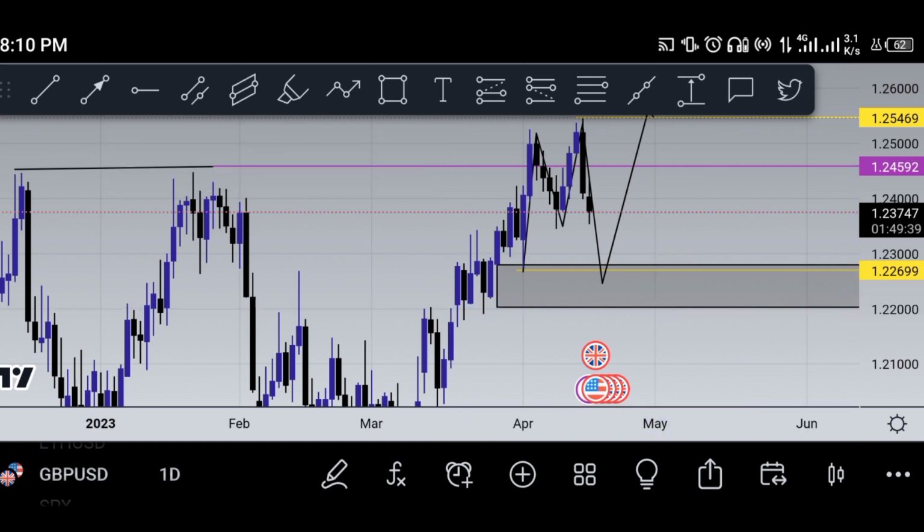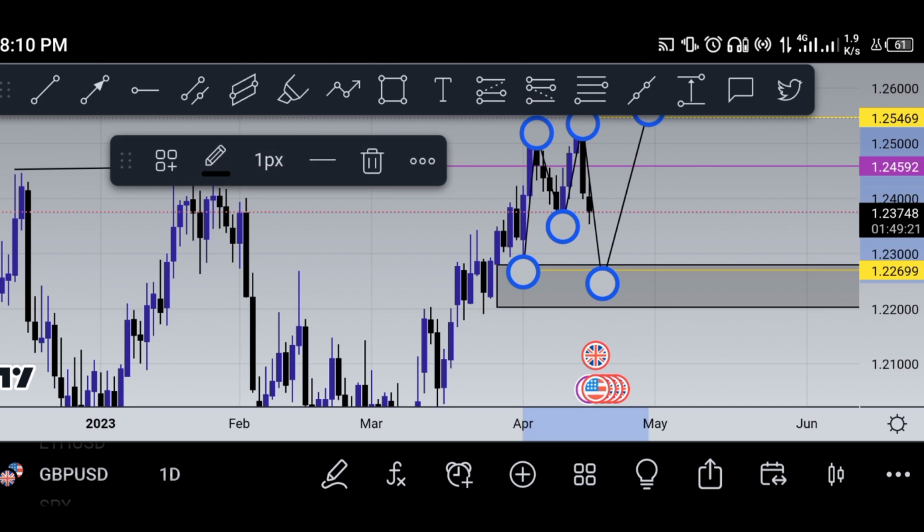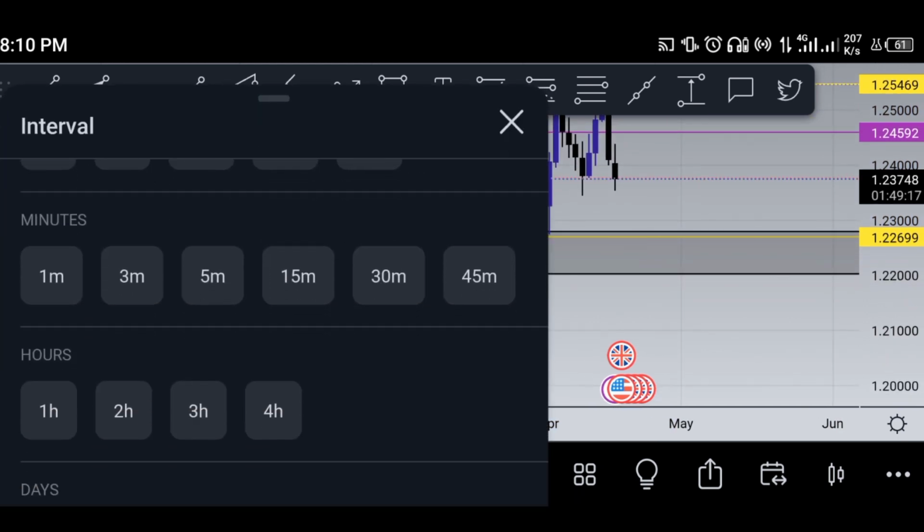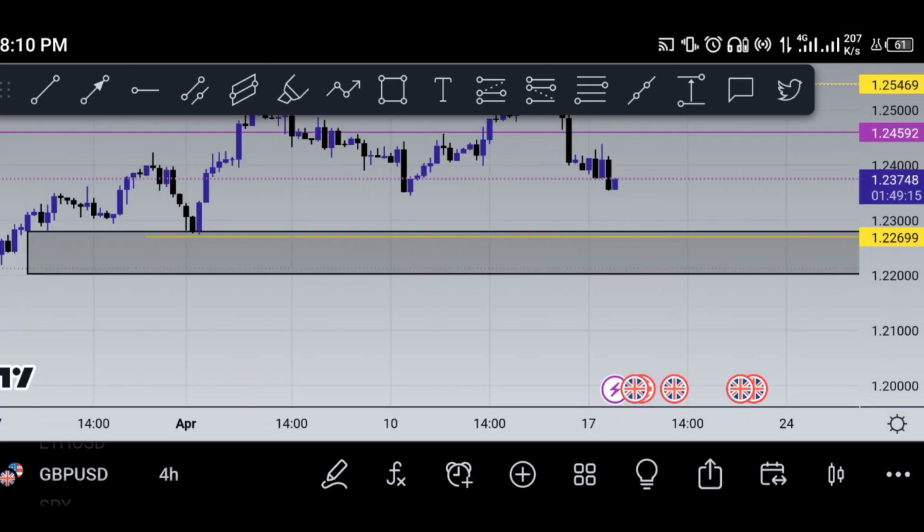The reason is because we have what's it called, a space, a gap that needs to be filled around here that was not filled before the weak rejection. So price will need to come back here and grab some liquidity before we move up. So let's check it on the 4 hours time frame, and then we'll see something.